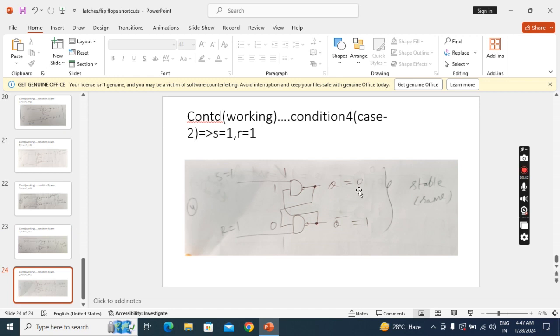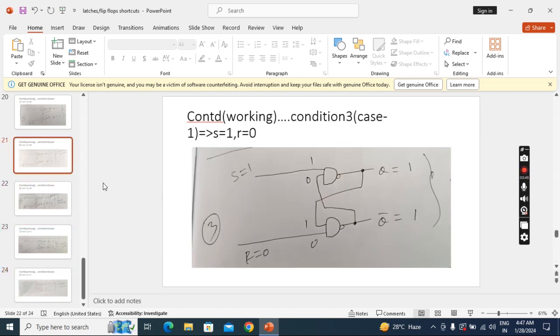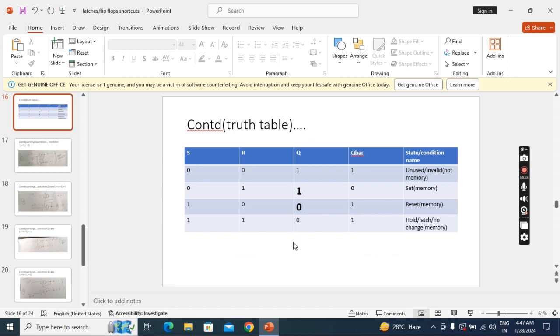I will note down this one. We'll go to the truth table. So here, for input 1 1, I got 0 1. Q0, Q bar 1. When I observe this, this 0 1 we got previously also, for condition 3. So for condition 3 and condition 4, we are getting the same output. So condition 4 maintains the same output as condition 3. In a sequential circuit, if you are maintaining the previous output, then we call it hold. That's why this is called hold or latch or no change. There is no change, it is the same as previous.